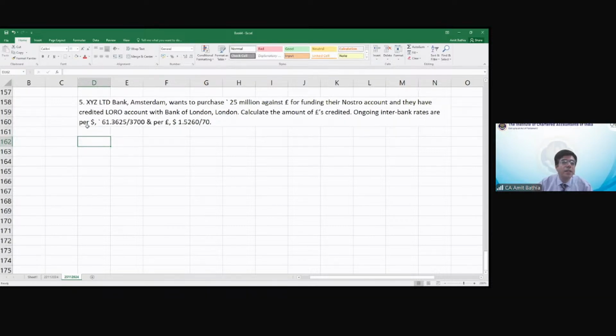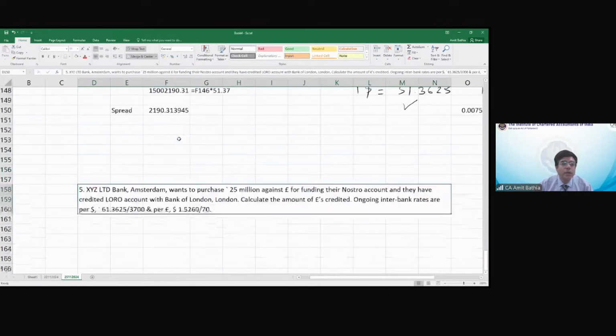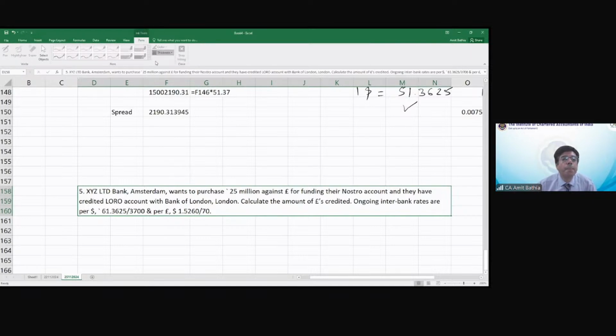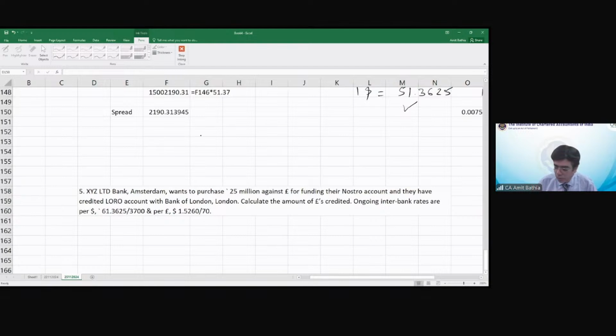Ongoing interbank rates are per dollar. Now, before I start with Nostro and Loro, since both these concepts are now getting discussed, let me briefly give you an idea about what is Nostro and Loro, right? A very brief idea basically. So here, say for example, I have 3 banks over here.